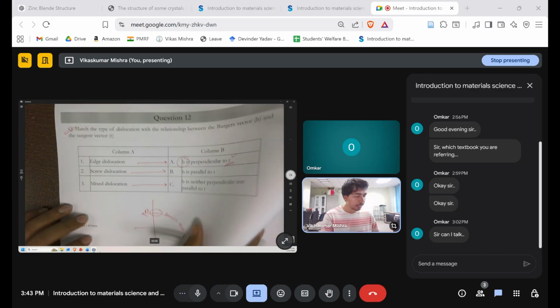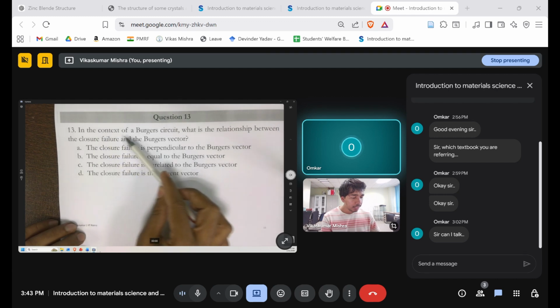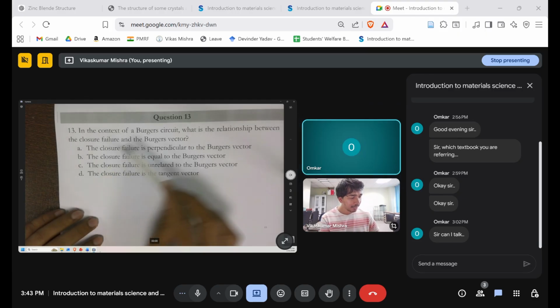Let's go ahead to the next part, question number 13. So the Burgers vector is always constant, and the tangent vector will always be changing with respect to the dislocation line, right? Yeah, great.